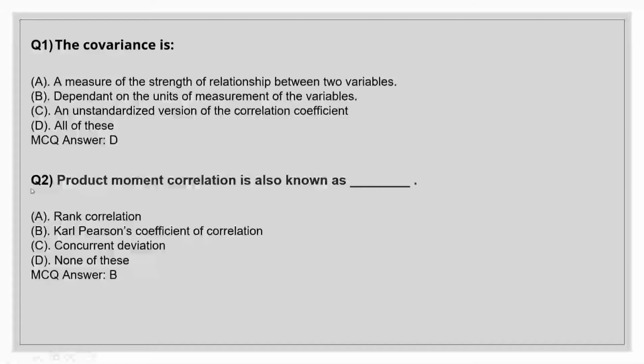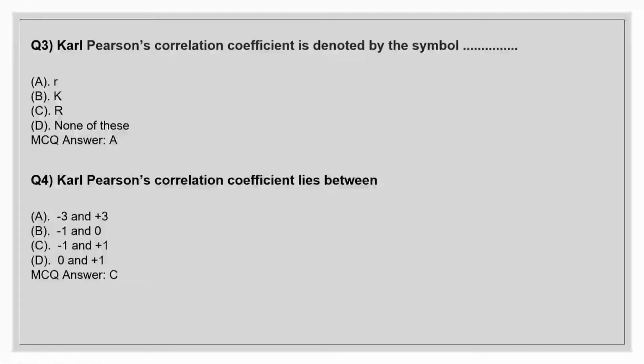Moving on to the next MCQ: product moment correlation is also known as option A, rank correlation; option B, Karl Pearson's coefficient of correlation; option C, concurrent deviation; option D, none of these. The correct option is Karl Pearson's coefficient of correlation, which is also known as bivariate correlation coefficient. So they have pretty much 2-3 names for it, so you can look into them.